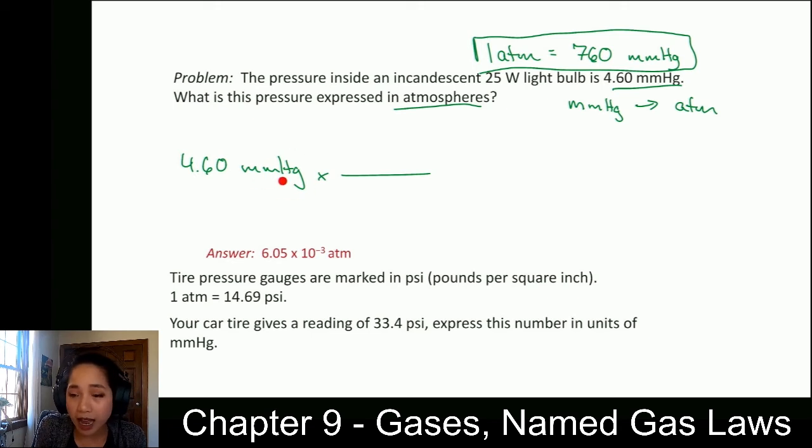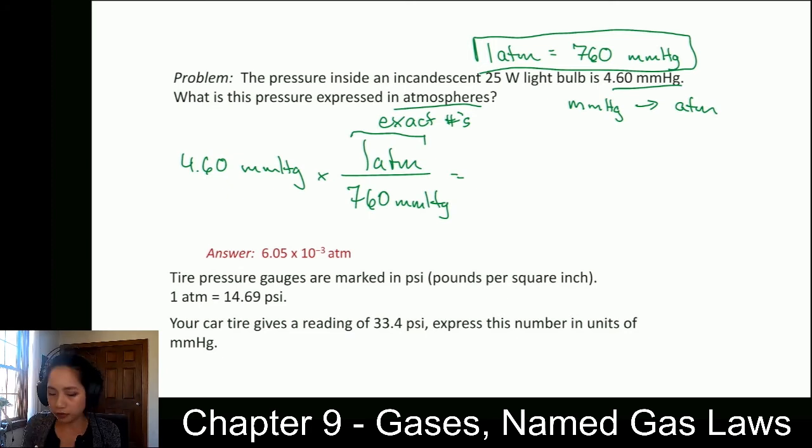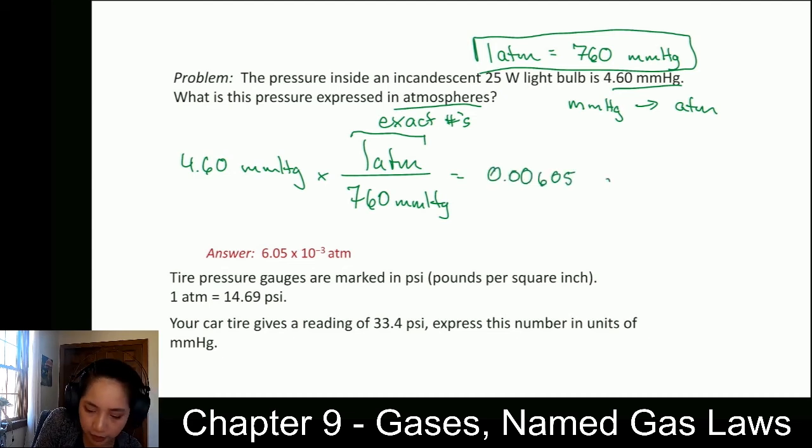So let's turn this equality into a conversion factor that gets us the unit that we want. Right now I have the unit millimeters of mercury, so I want to put this part of the equality in the denominator. 760 goes on the bottom, and then 1 ATM will go on the top. Perfect, and so you stick that into your calculator. I'll let you know that these are exact numbers, so our sig figs at the end will be 3 sig figs. So 4.60 divided by 760 equals 0.00605 ATM, and that's with 3 sig figs.